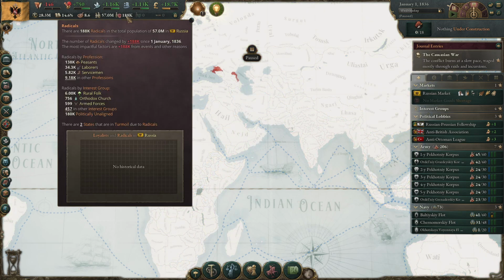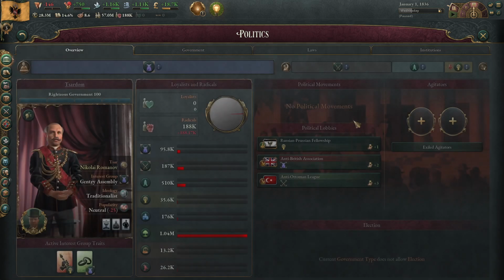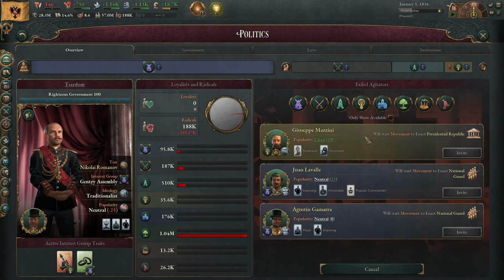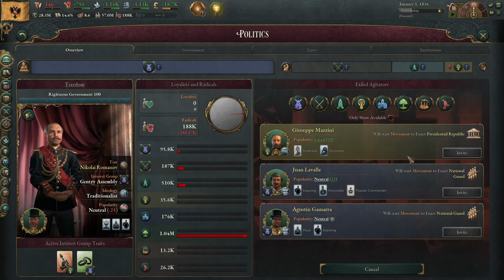And another way that we get loyalists and radicals is because of the political movements. We don't have any political movements or agitators, but for example, if we would invite this guy, he would like to enact a presidential republic, and he would be building support for that one. And when there is a lot of support for a law change, then when we implement that law change, those people that support this one will become loyalists. So that's one way. If there is something that you want to do in the future, a good way is to get an agitator and build support for that.